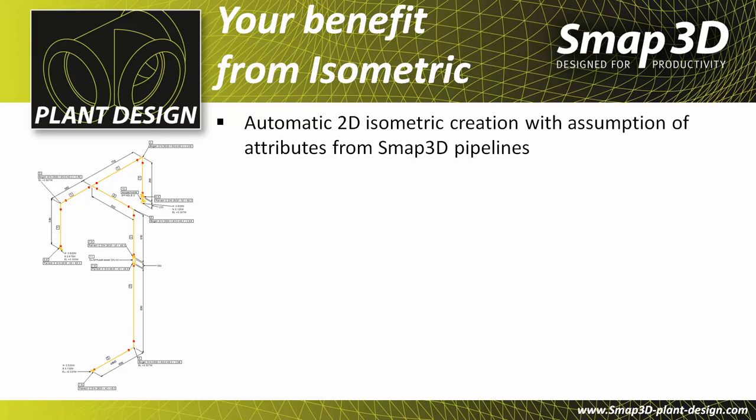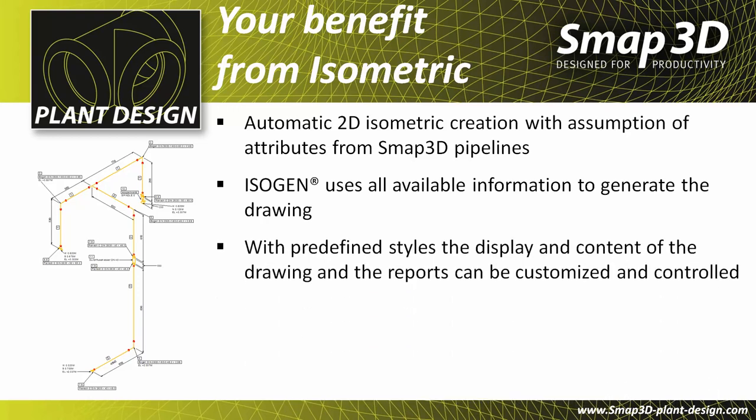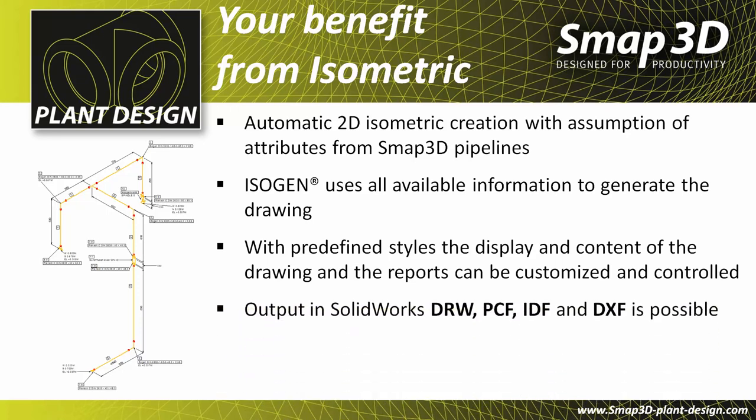from the 3D pipeline. The Isogen kernel uses all of this information to generate these drawings. With predefined styles, you can customize and control the display and the content of the drawings. You can choose the output format as SOLIDWORKS DRW, PCF, IDF, and DXF.